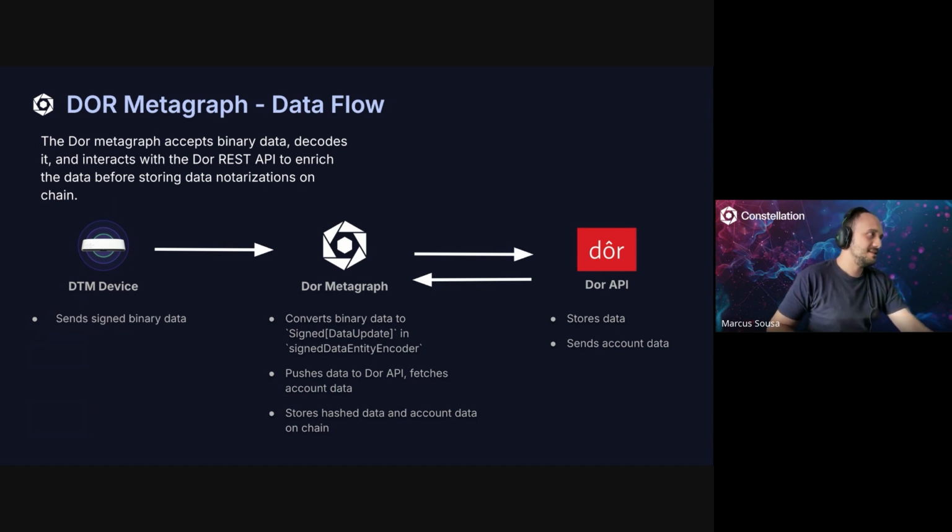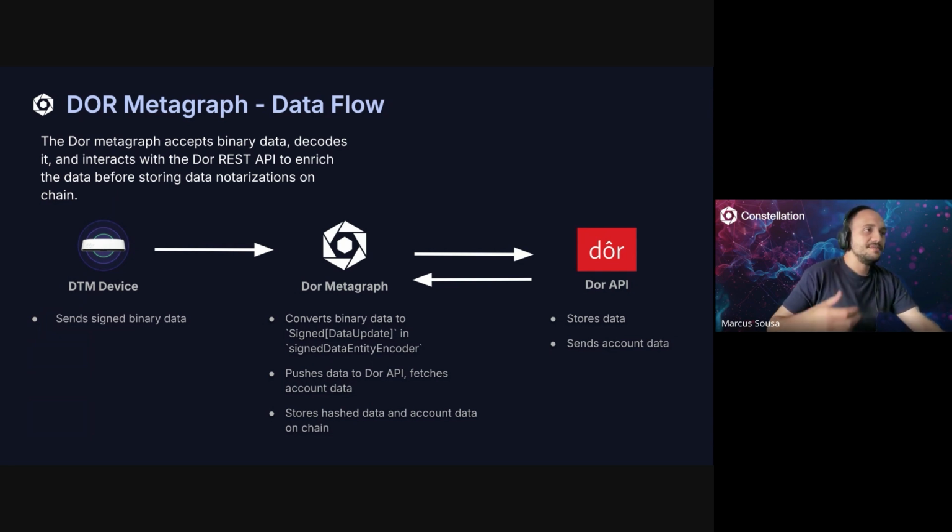Like Alex mentioned, the DTM devices will send the data in a binary format. I will display how this data is sent later in the presentation. So the Metagraph will receive that data and convert the binary data to the signed data update type. The function that does this is called a signed data entity encoder. This function will receive the raw data, process it, and build the signed update, the data update type that we recognize and process on the Metagraph.